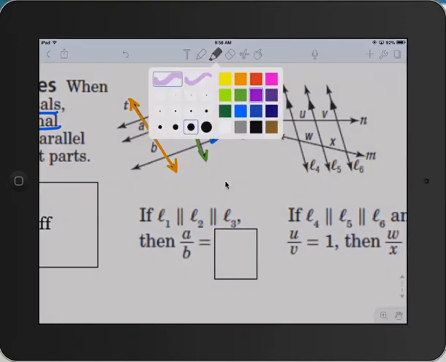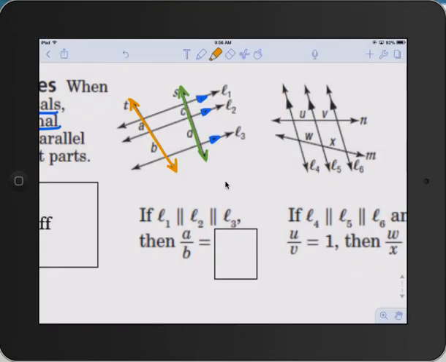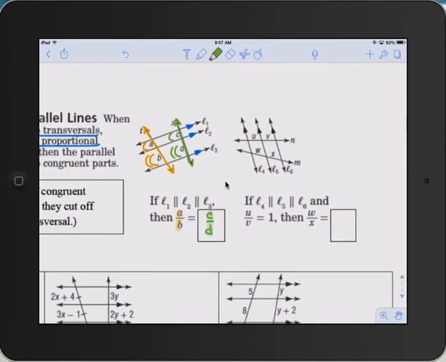So A is to B. On the left side here, we're comparing A to B in the same ratio as C to D. So C to D. Again, it really kind of looks a lot like the one we were talking about earlier in this lesson with the triangles having a parallel segment cutting the sides of the triangle proportionally. It's a very similar idea.